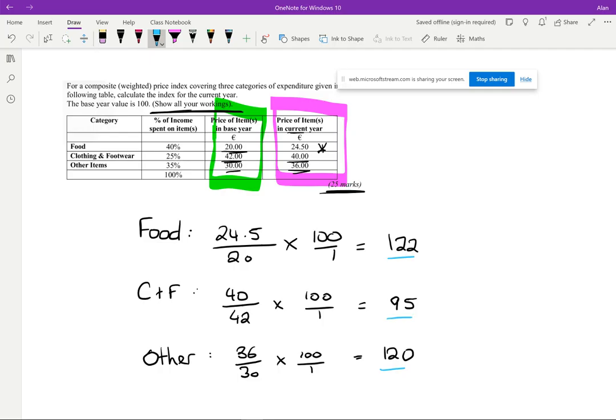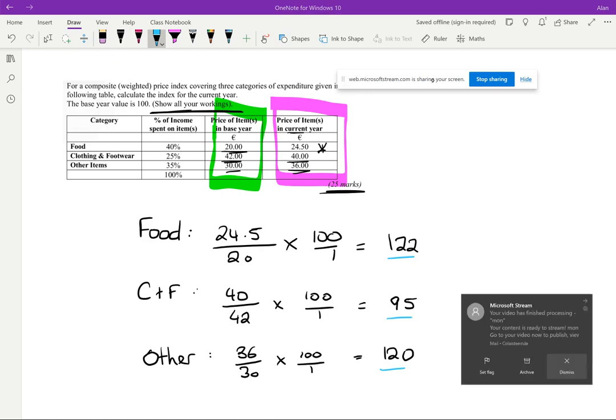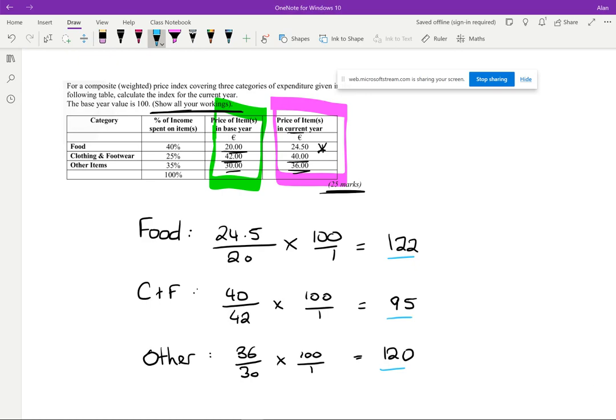So again, we're looking for the average rate of inflation. And what we cannot do is we cannot just add the 3 of these and divide by 3. That's not how it works, because I don't spend the same proportion on clothing and footwear as I do on food. I need to take into account how much I spend as a portion of my income. Multiply that by 40%. Multiply that by 25%. Multiply that by 35%. And you'll see if you add the 3 of those up, you'll get 100. So that just shows that's my total income.